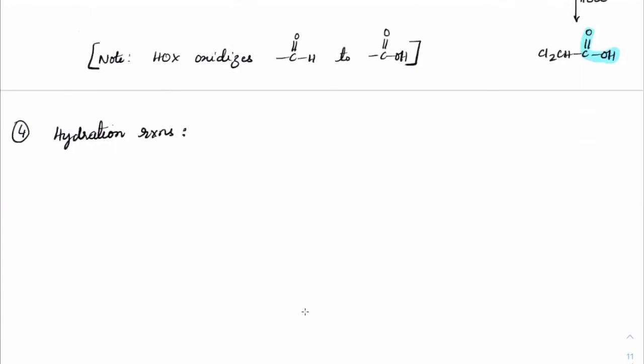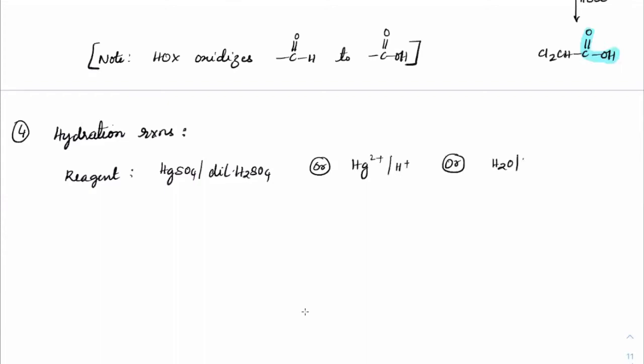See the next one, hydration reactions. So basically we are trying to add H2O here. For H2O addition, the reagent that is usually used is HgSO4 in the presence of dilute H2SO4. It would be given this way, or it will be given as Hg2 plus and H plus, or it is mentioned as H2O, Hg2 plus and H2SO4. All of this means the same thing. Here it is addition of H plus and OH minus. Eventually that is what is happening. This particular reaction is called the Kucherov reaction.